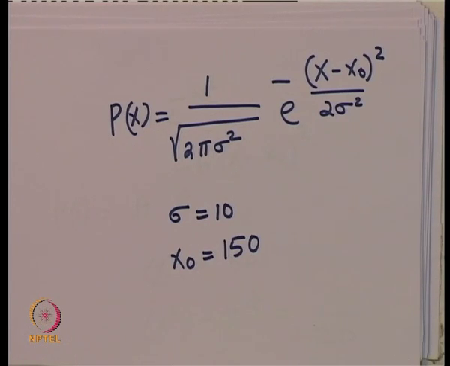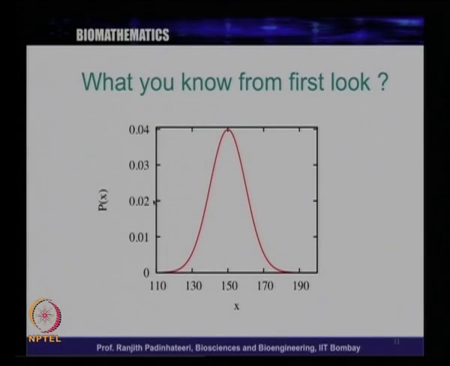So, what does this tell us? Have a look at the slide here. This is exactly what is plotted here. What do you know just by looking at this? The peak is at 150. The peak is the point of the average value. So, x 0 is 150, and x average is 150.